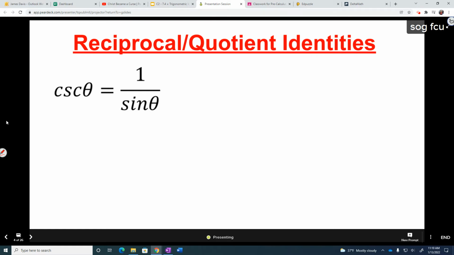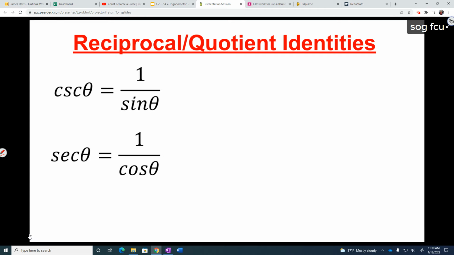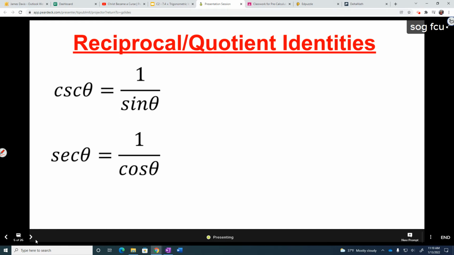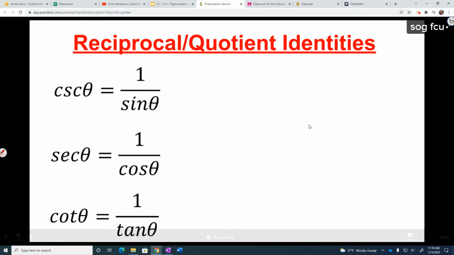And then we also have the secant of theta. Secant is 1 over cosine. And this one you didn't write down yesterday, but it doesn't hurt to write this. Just another way of stating the cotangent. The cotangent is also 1 over tangent. We don't use that a whole lot, but it is a reciprocal identity. Because if you flip something, that's reciprocal.